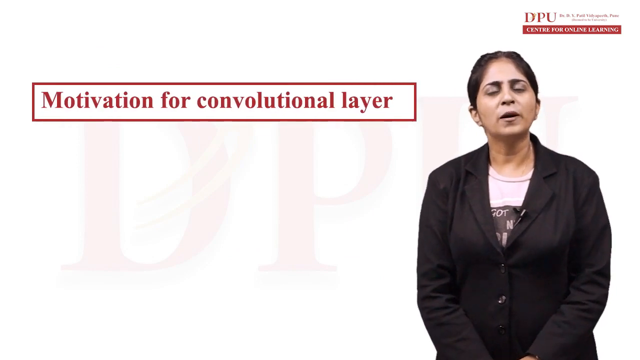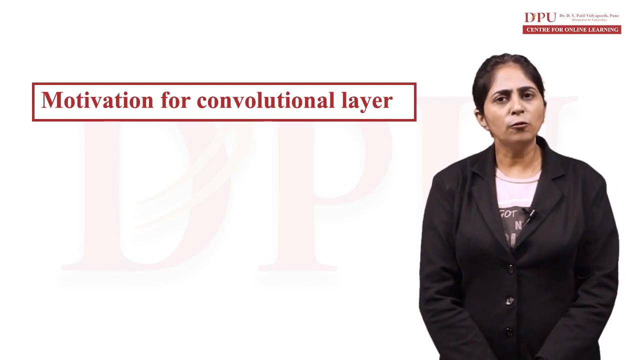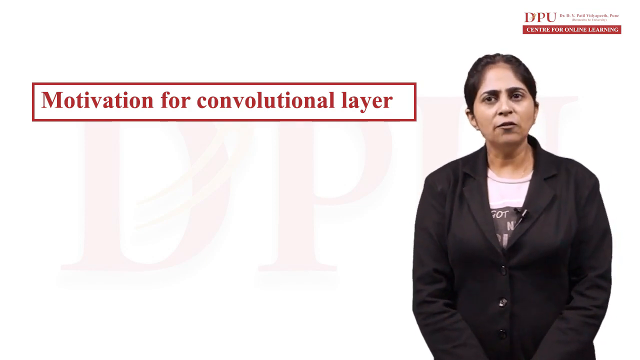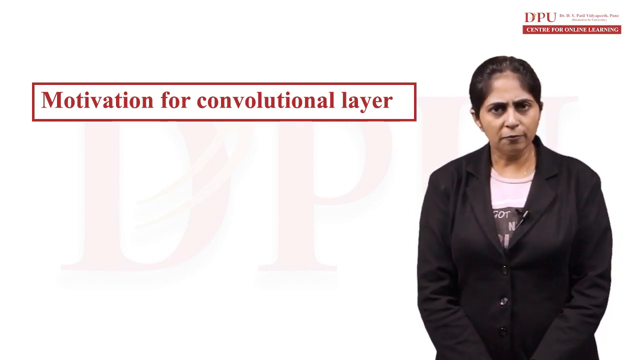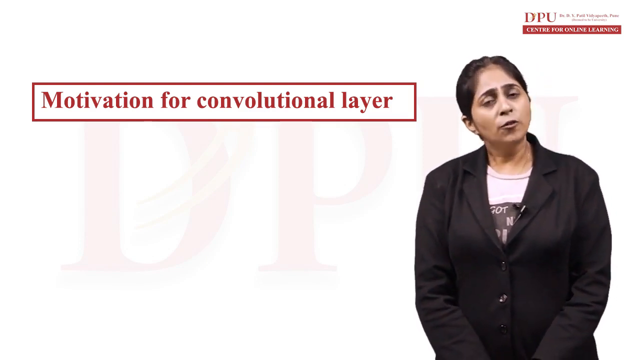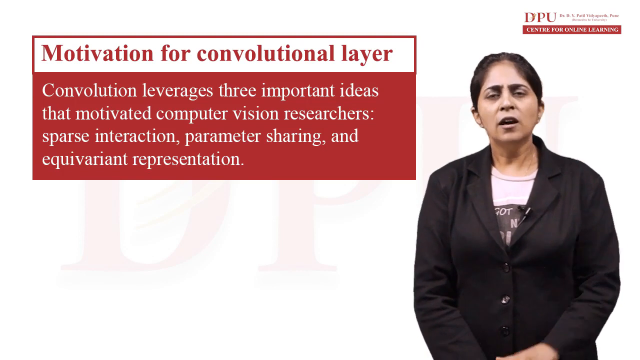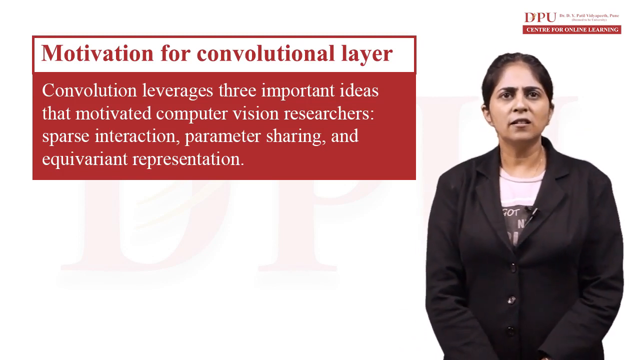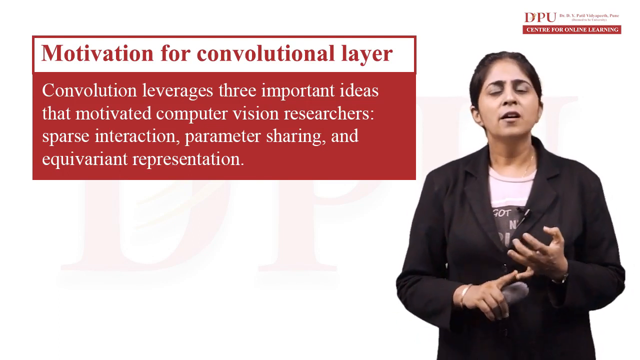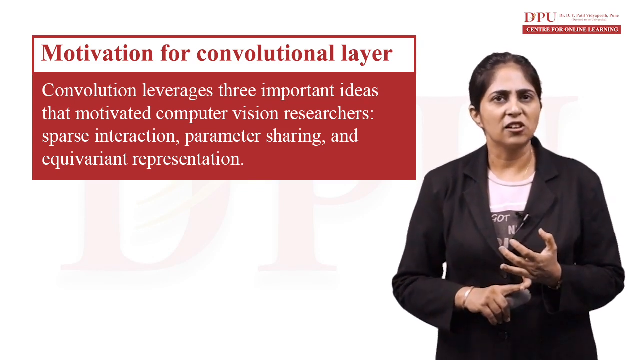Then we will talk about one important topic: in our convolutional network, we have a convolutional layer, which is very important. So from where has it received its motivation? If we talk about a convolutional neural network, there is a convolutional layer in it. Basically, convolution leverages three important ideas that motivated computer vision researchers. First is sparse interaction, second is parameter sharing, and third is equivariant representation.